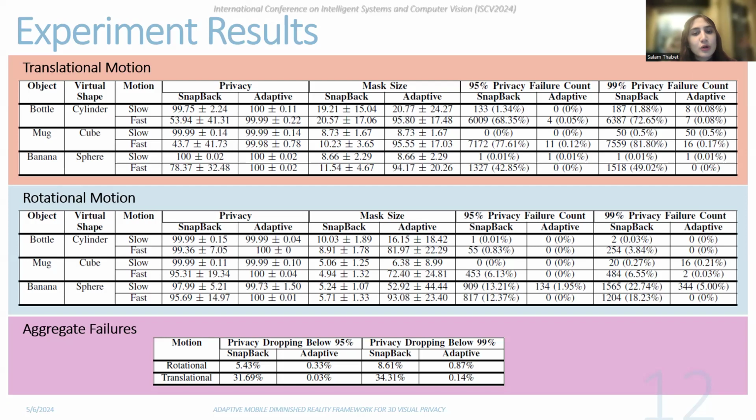We summarized the overall average improvement of privacy levels during slow and fast motions of the adaptive method versus snapback in the third table. The adaptive technique greatly enhances privacy in all cases. When the snapback method fails to obfuscate more than 95% of the private object more than 18% of the time, the adaptive method significantly reduces the failures to less than 0.2%.